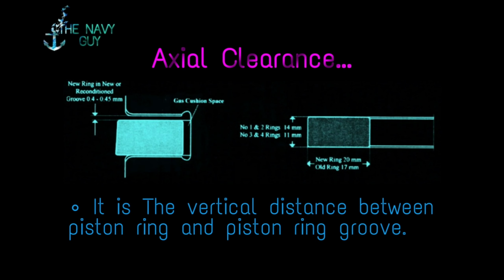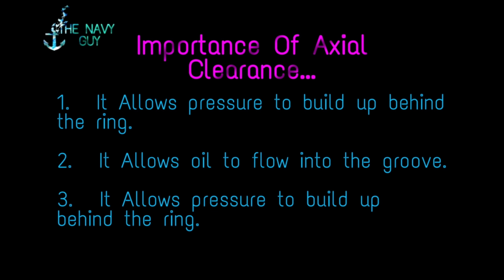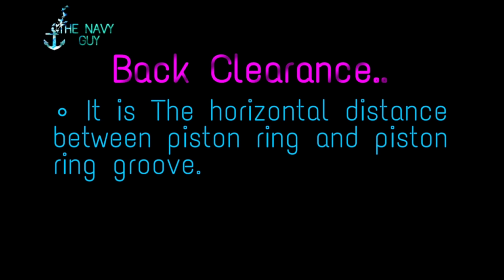Axial clearance. It is the vertical distance between the piston ring and the piston ring groove. It is also of high importance because, 1. It allows pressure to build up behind the ring. 2. It allows oil to flow into the groove. 3. It allows pressure to build up behind the ring. Back clearance. It is the horizontal distance between the piston ring and the piston ring groove.